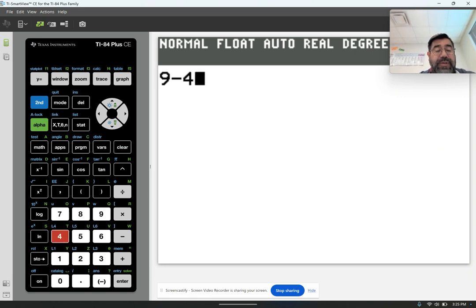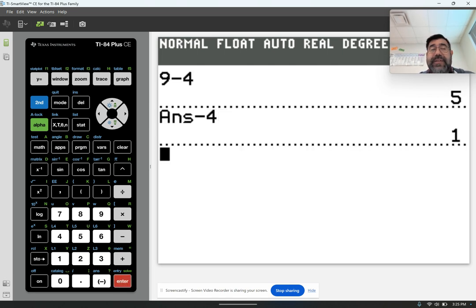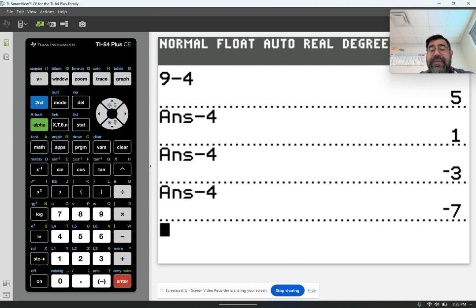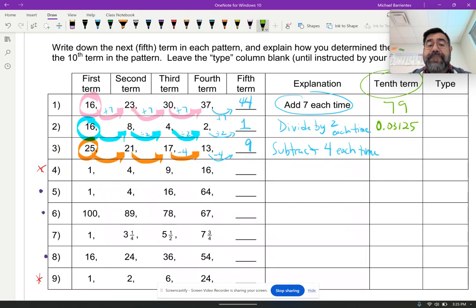Minus 4. So this is going to give us the 6th term. Minus 4. This is going to give us the 7th term. Press enter. The 8th term, the 9th term. The 10th term, I believe, is negative 11. So negative 11 is the 10th term in this sequence if I follow this pattern.